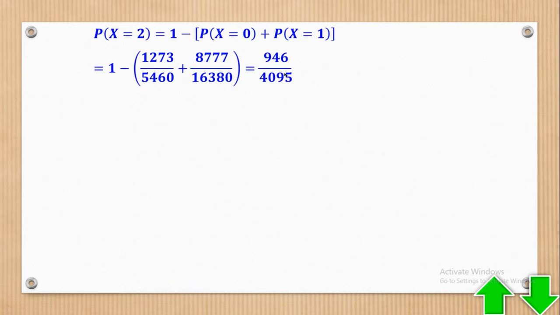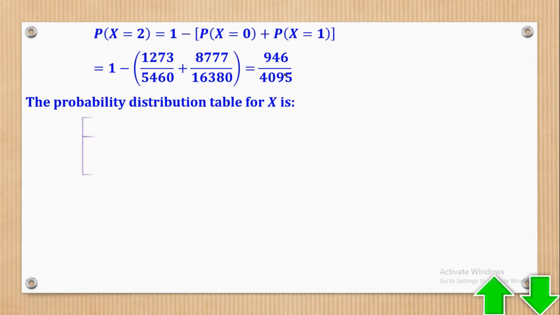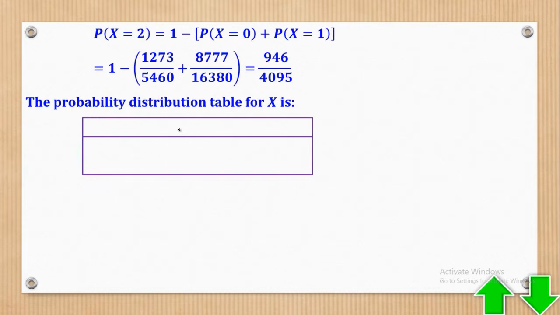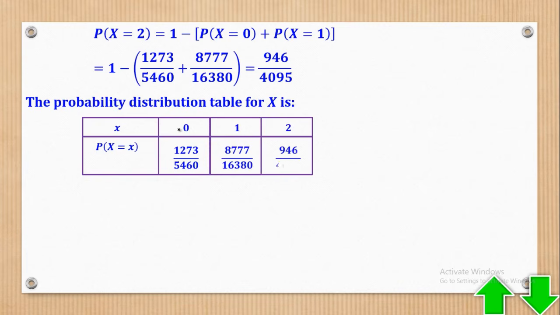So now that I've got x equal to 0, x equal to 1, and x equal to 2, I can come and draw my probability distribution table. So x and corresponding probability. So x equal to 0, the probability was that. Then x equal to 1, the probability was that. Then x equal to 2, the probability was that. So that's what they wanted.